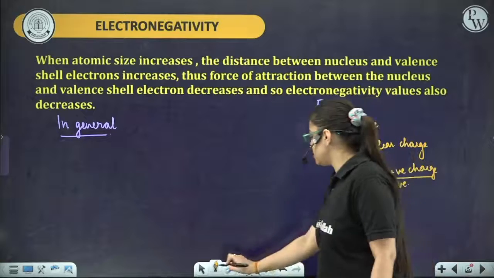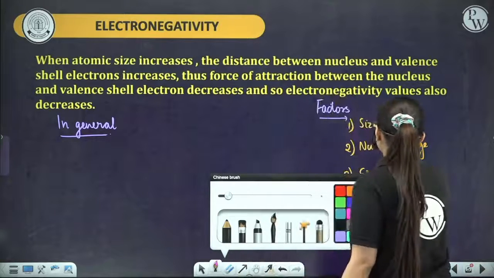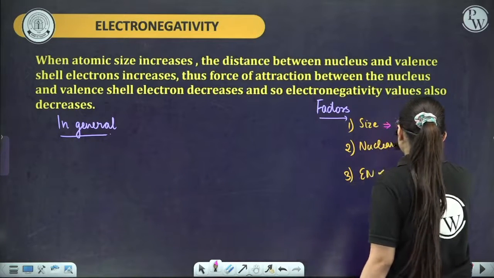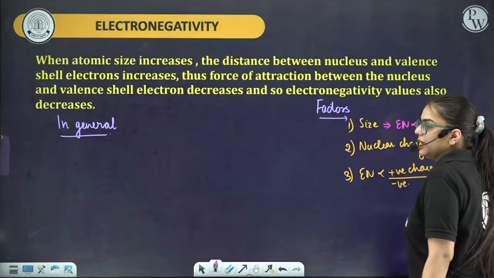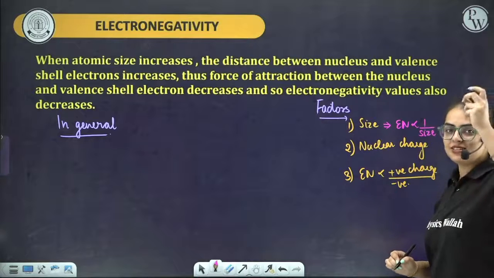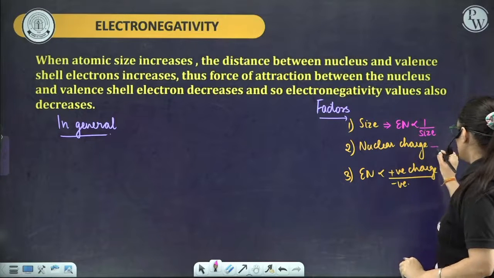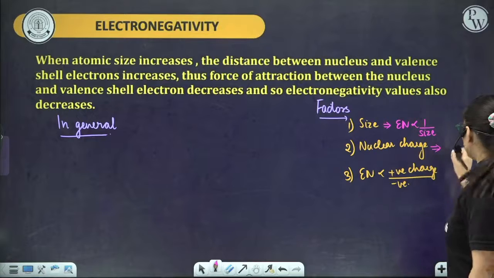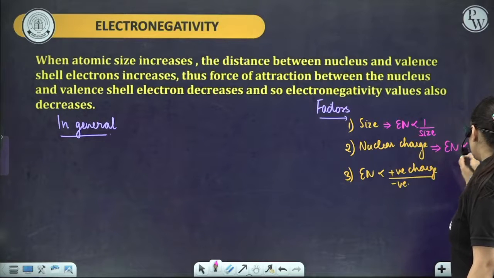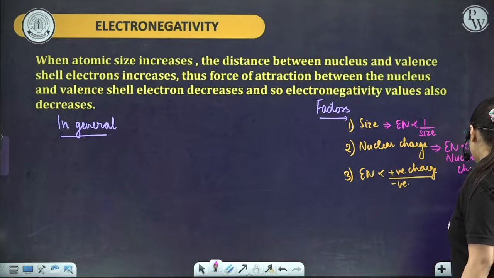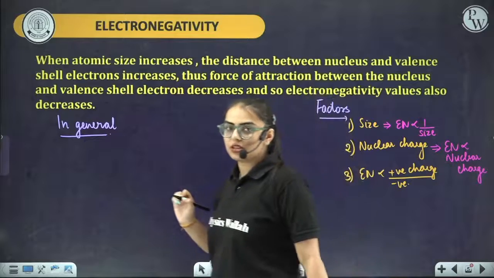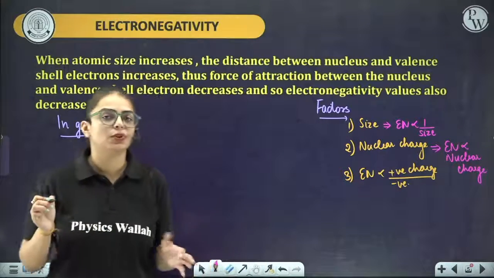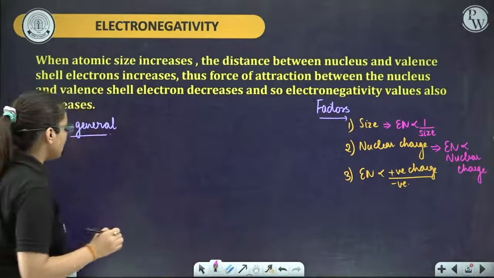Yeah, so basically see students over here, if I talk about the size factor, yet again electronegativity is inversely proportional to size. Okay, inversely proportional to size. If you are increasing size, electronegativity will decrease. If I am talking about nuclear charge, electronegativity is directly proportional to nuclear charge. So these are the factors on which electronegativity depends. Electronegativity doesn't depend upon the electronic configuration.